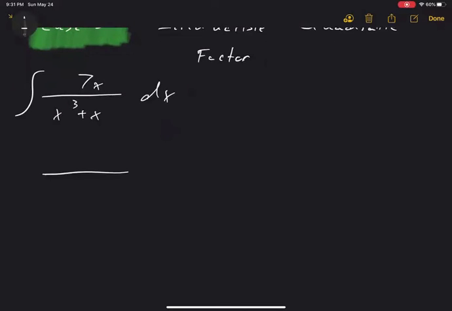Let's ignore the integral sign for a minute. Just think about the fraction. The denominator factors as x times x squared plus 1, right? The problem is I can't factor this anymore. If you try the quadratic formula on that, it gives you complex numbers. So this can't be factored anymore.